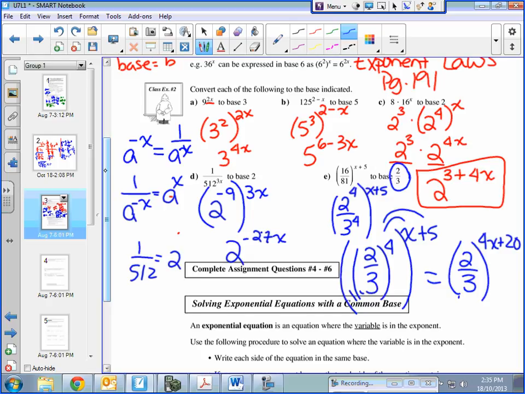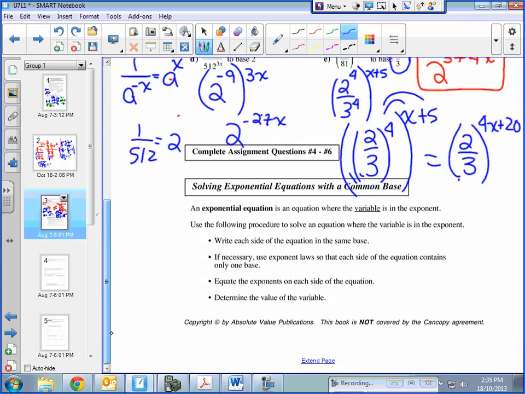Okay, grade 12s, are there any questions with how to do this? Just changing your bases and exponent laws. Are we okay so far? Okay, how do you get to 20? Because it's 4 times x plus 5. You have to multiply the 4 to both. So 4 times x, that's where that 4x came from. And then 4 times 5 is where that 20 came from.